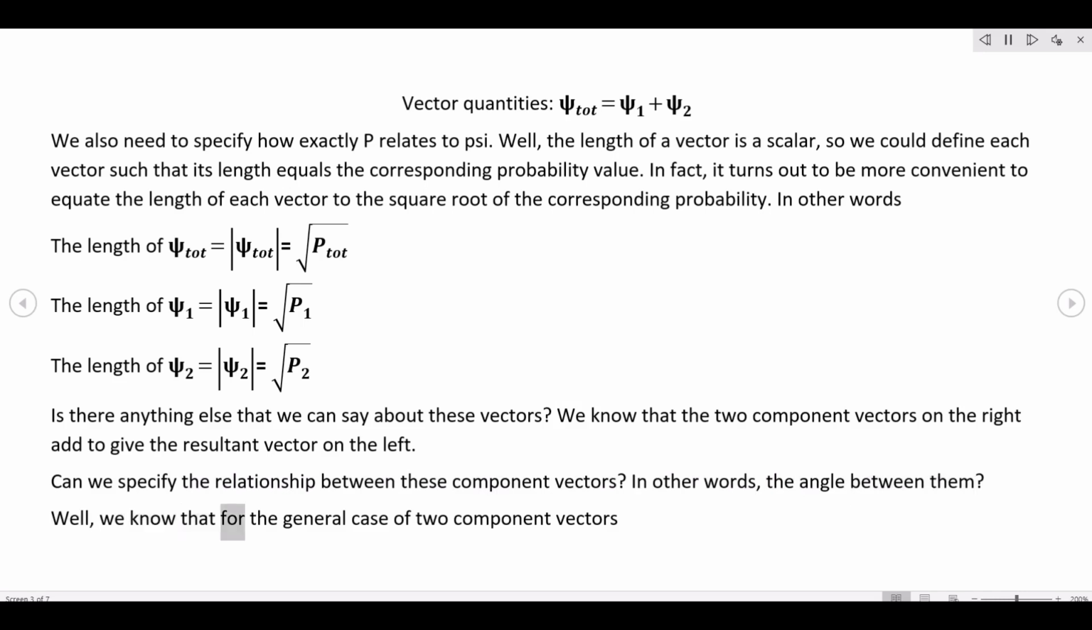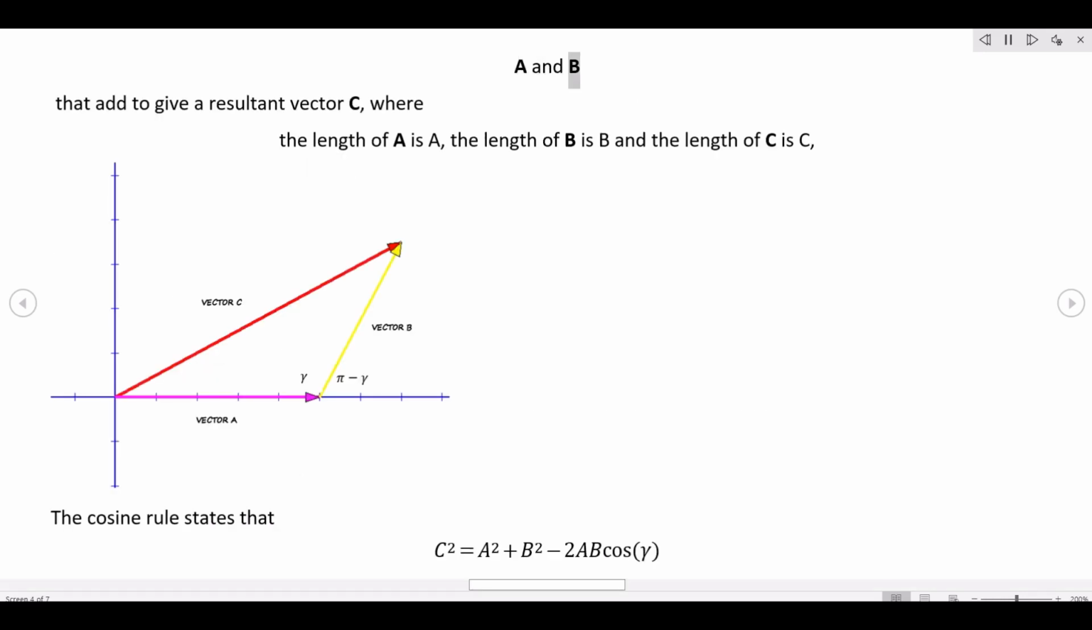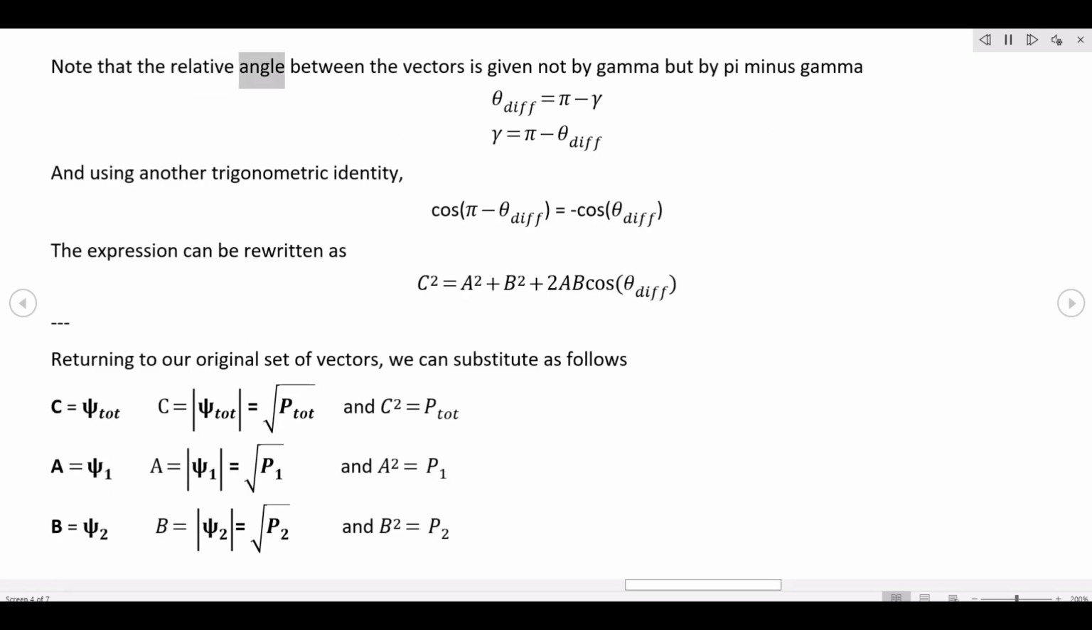Well, we know that for the general case of two component vectors that add to give a resultant vector c, the cosine rule states that... note that the relative angle between the vectors is given not by gamma but by pi minus gamma.